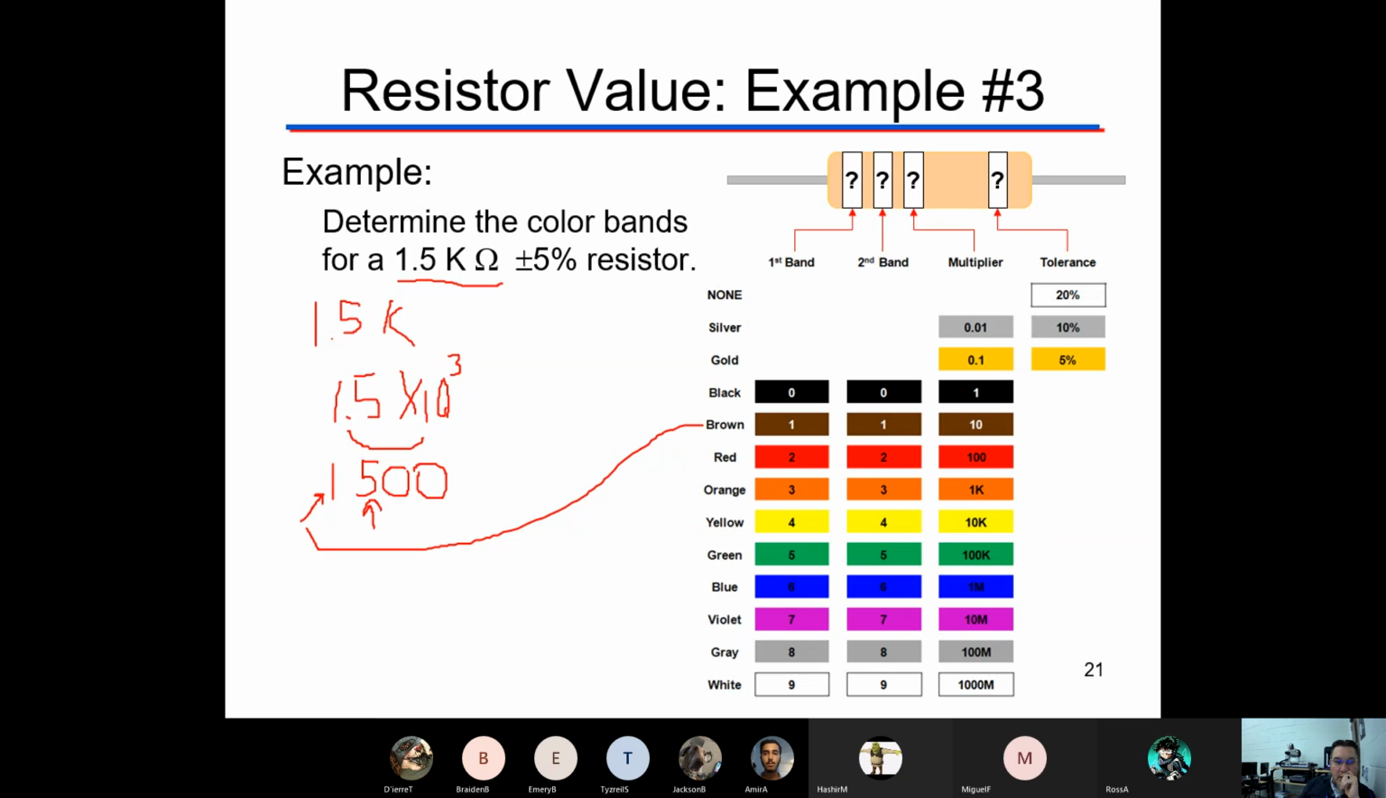Second number is a 5. So we go to 5. And then how many zeros? 2. 2. So we'll go to the red. So it should be brown, green, red. And then your tolerance is 5%, which is gold. So brown, green, red, gold. That make sense?